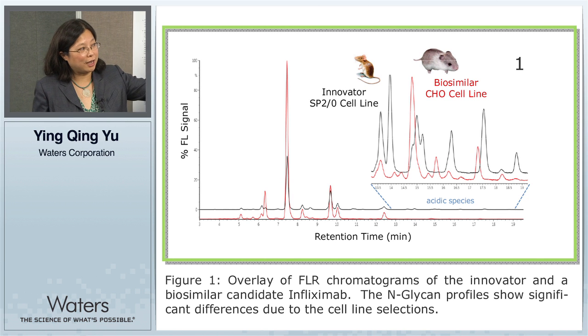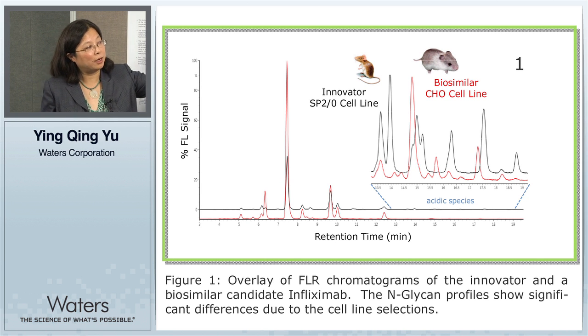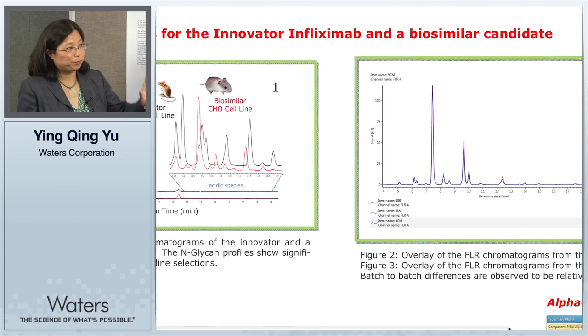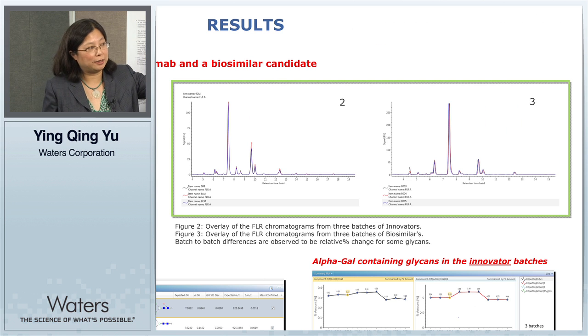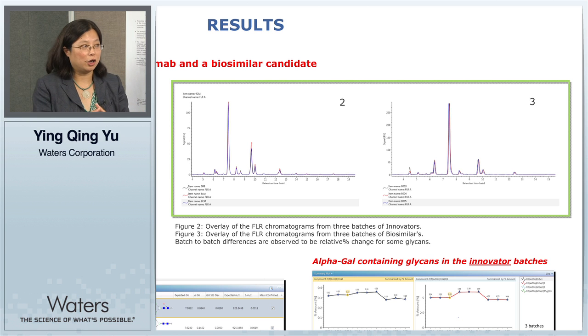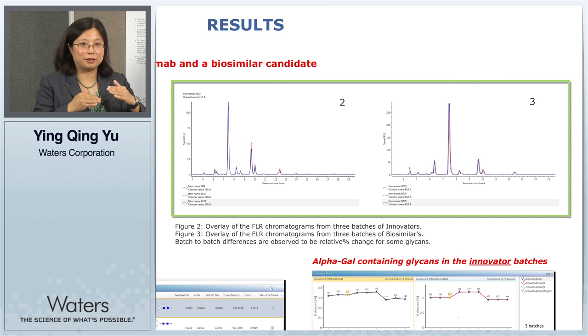So the major glycans show some similarities, but the later eluting glycans are very, very different. Now, let's set that aside and just look at the batch-to-batch comparison within the Innovator or biosimilar. They actually show very good correlation. The only difference we saw among the batches is in the relative intensity of some N-glycans, which show a slight difference, maybe less than 10%.